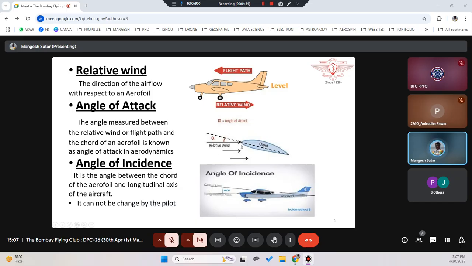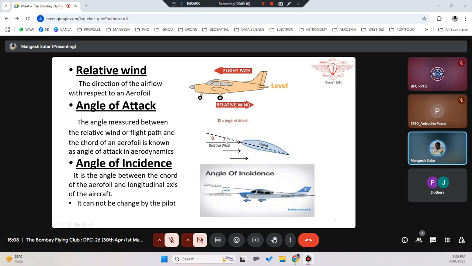So this is angle of attack. Here you can see the wing is curved as well as it is at an angle. Some angle. It cannot be parallel to the ground. It always has to be a little bit of upward angle. Then only there will be a lift.